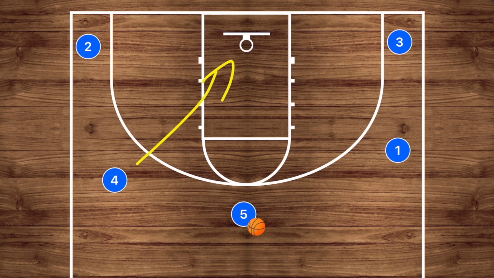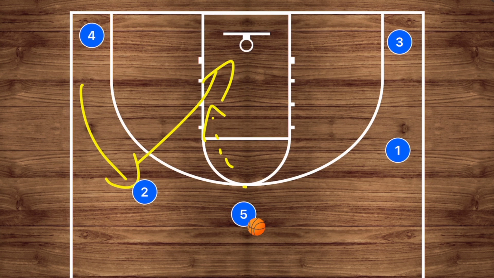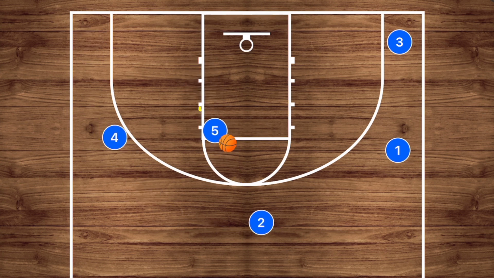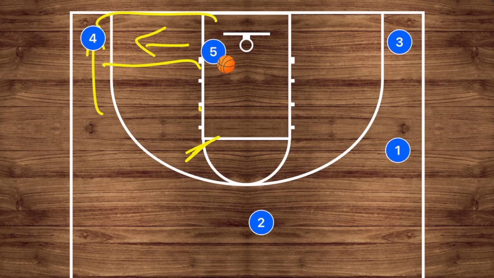Now, player 4 cuts. He may be open for a pass. If not, player 2 cycles up. Player 4 moves out. And let's say player 5 drives. Well, he drives, fill, lift. And then if he continues to drive past that gap defender, now player 4 can move back down to the corner because this is a much easier pass.